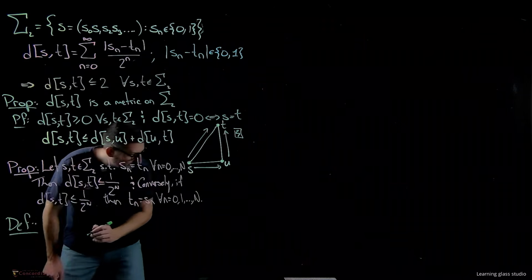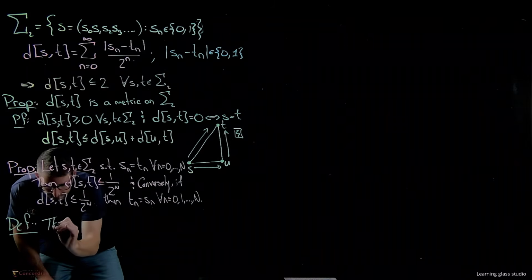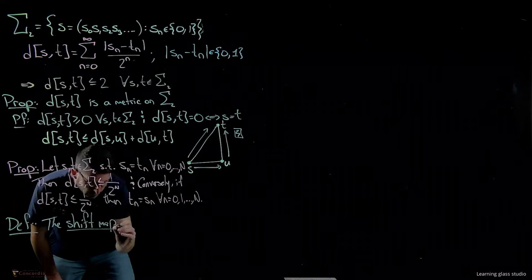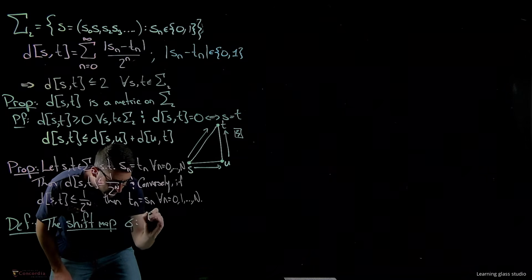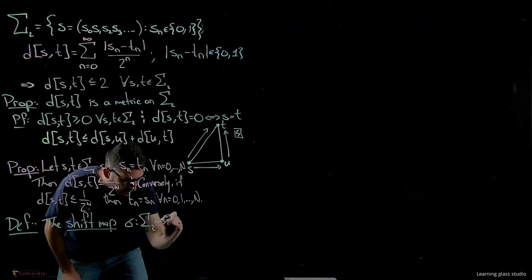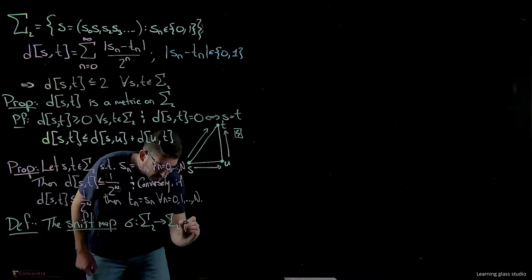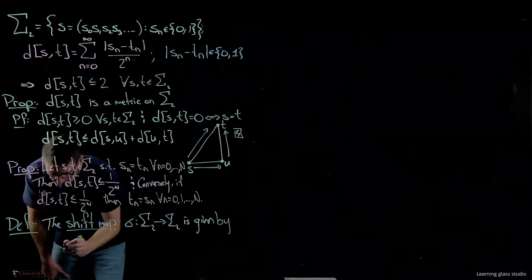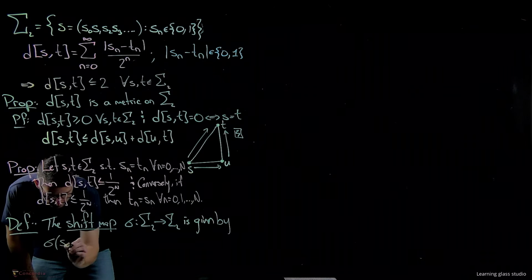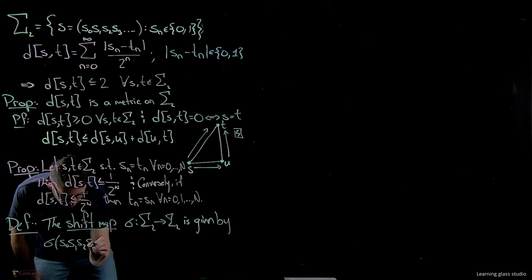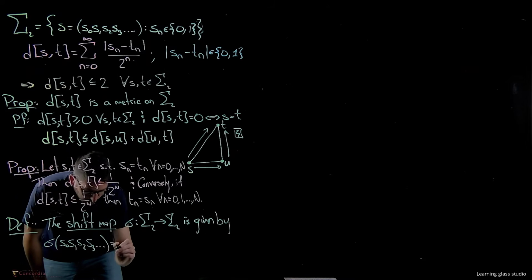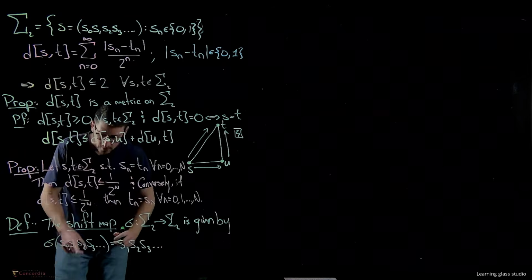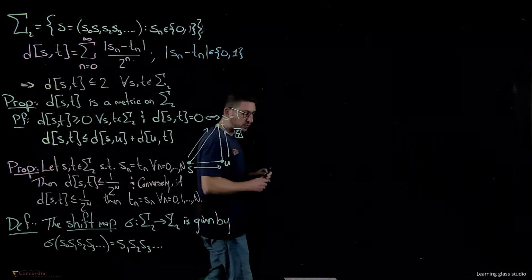So let's say the shift map, which is going to be called little sigma, and it acts from the sequence space back into the sequence space, is given by, okay, well, I feed in a sequence. So I'm going to feed in S0, S1, S2, S3, and so on and so forth. And what I get back is just S1, S2, S3, and so on and so forth. So what it does is it chops off the first digit.